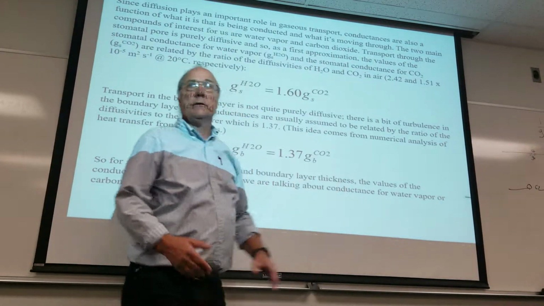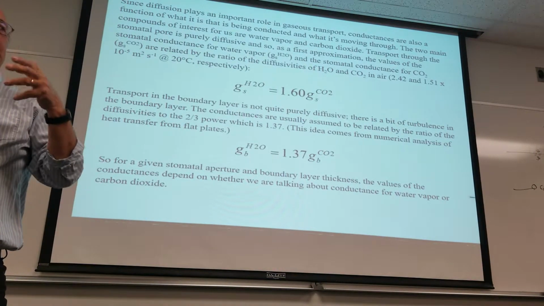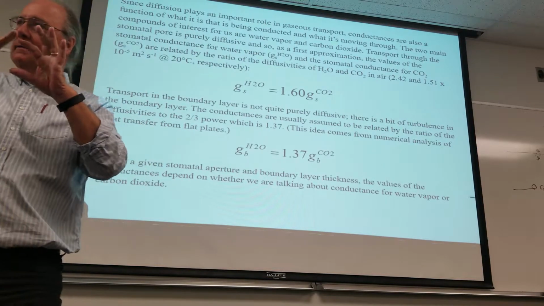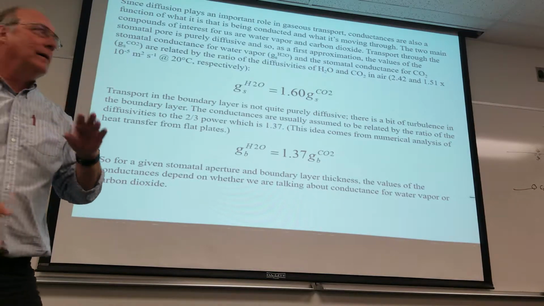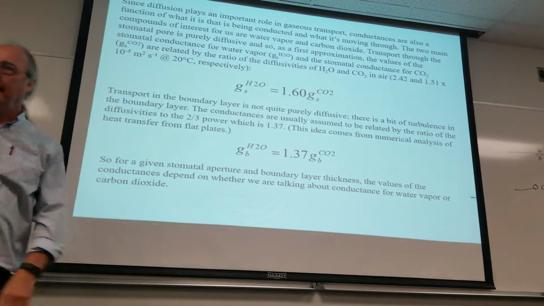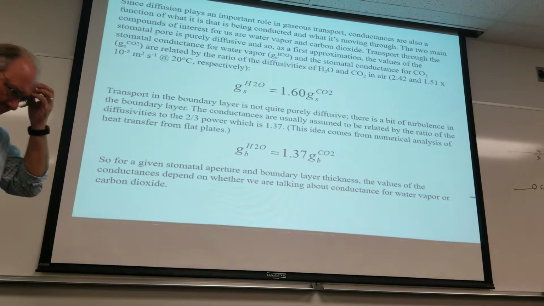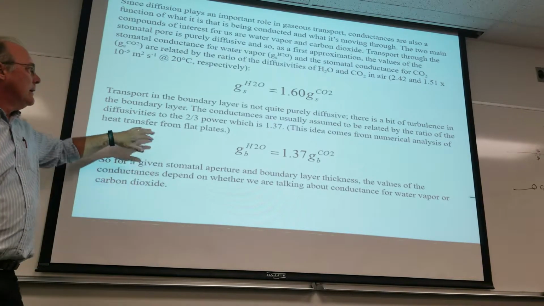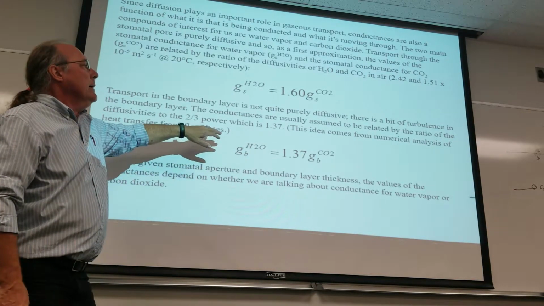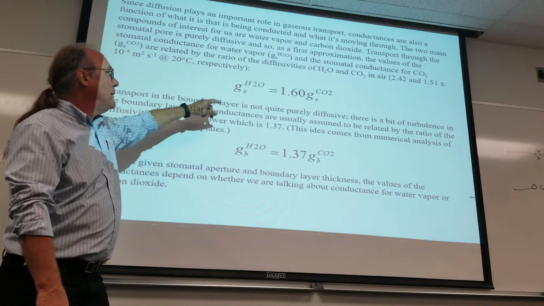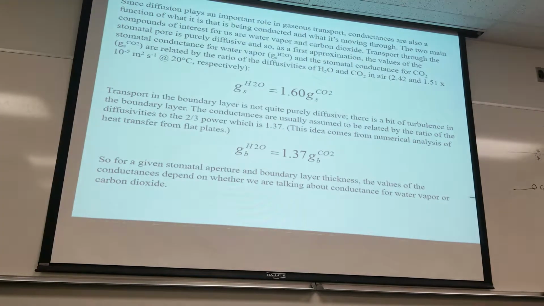That's fine for the stomatal part of the pathway. But in the boundary layer part of the pathway, it's a quasi-diffusive process. It's mostly diffusive, but there's some turbulent transport in that boundary layer. And so you can go through an engineering analysis that I won't bore you with here, and convince yourself that the right factor to use is 1.6 to the 2/3 power, which turns out to be 1.37.